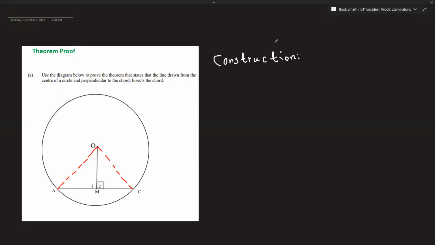So under construction, I'm going to write: join AO and OC. Everything that you write in the construction must be shown on the diagram, and everything that you draw on the diagram must be shown in the construction. And then after construction, you write RTP, which stands for required to prove. So you are telling the marker what you are required to prove. I'm required to prove that AM and MC are equal in this case. AM equals MC, right?